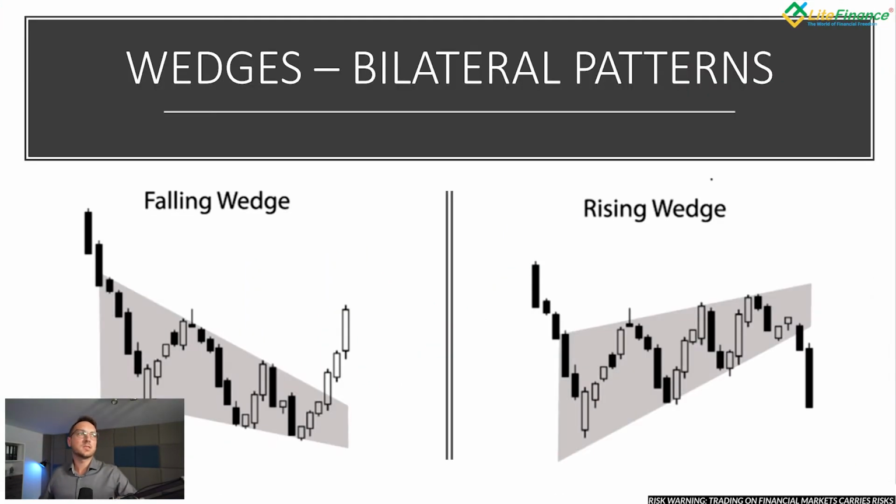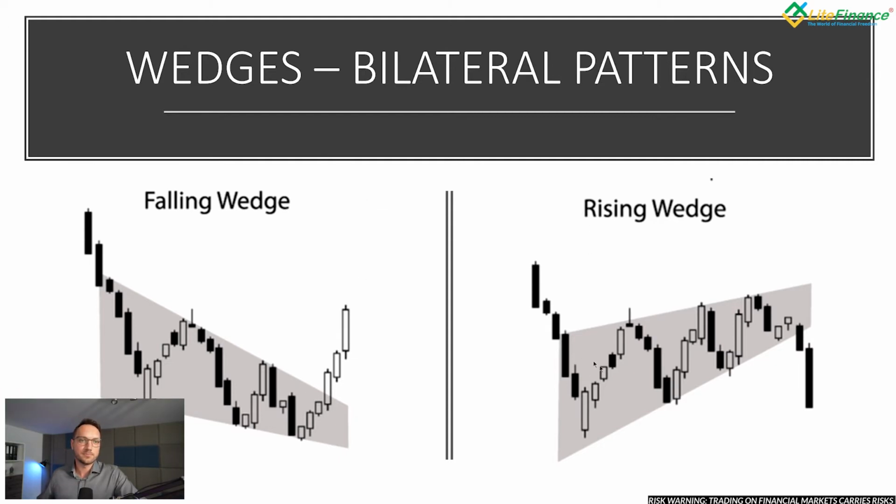Okay, next one are wedges. And wedges are bilateral patterns, as I said a couple of minutes ago. So basically we have two types of wedges: the falling wedge and the rising wedge. The thing is, the falling wedge and the rising wedge can be bilateral. It depends on which market it occurs. If we have a falling wedge in the falling market, in the bear market, it will suggest a reversal.